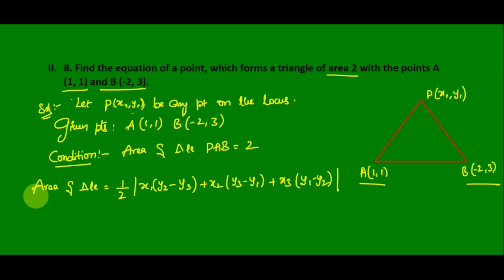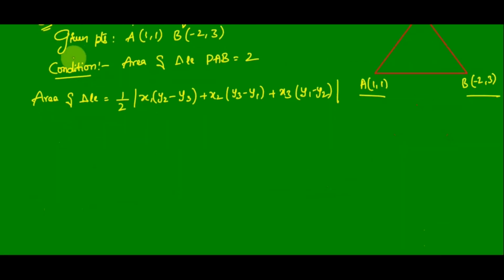Then we know the formula: area of triangle equals half mod of x1(y2 - y3) + x2(y3 - y1) + x3(y1 - y2). So we'll make use of the formula again and get the equation of the locus. Here the points are, first P is (x1, y1), A is (1, 1) and B is (-2, 3). So this is x1, y1, this is x2, y2, and this is x3, y3.